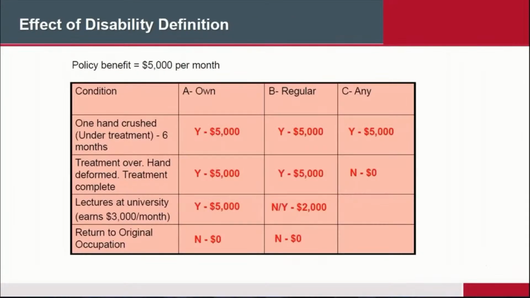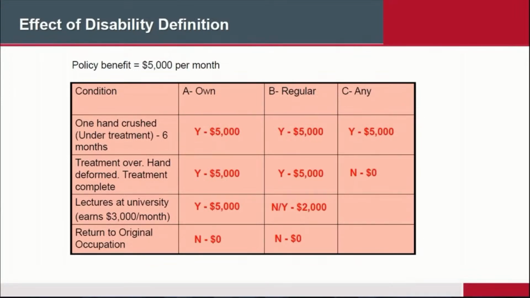So here's an example. When you were totally disabled, whichever definition you bought, whether own, regular, or any, we paid you $5,000 when you were totally disabled.